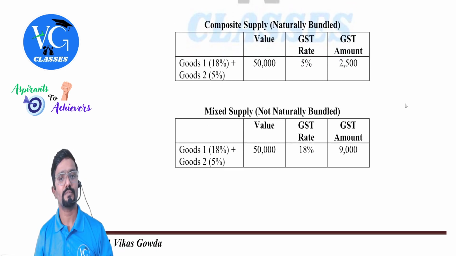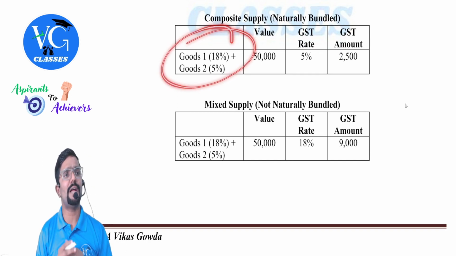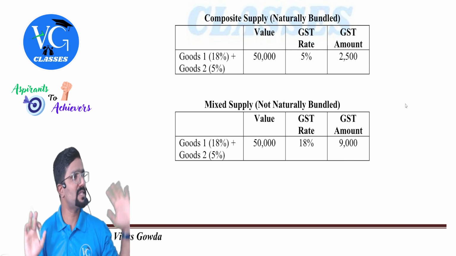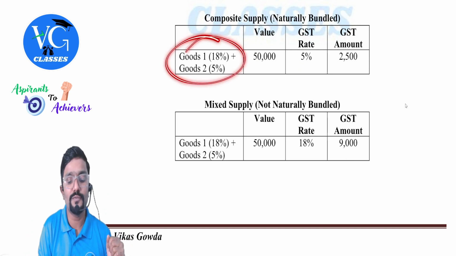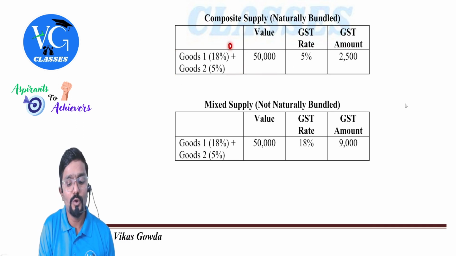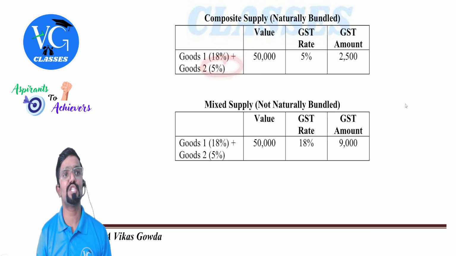Next, coming to this case, sir, G1 as well as G2, goods 1 and goods 2, are both supplied for a single price. No breakup is given by the supplier. He is selling both the goods for how much? 50,000. Now, sir, on goods 1, the rate is 18%. On goods 2, the rate of GST is 5%.